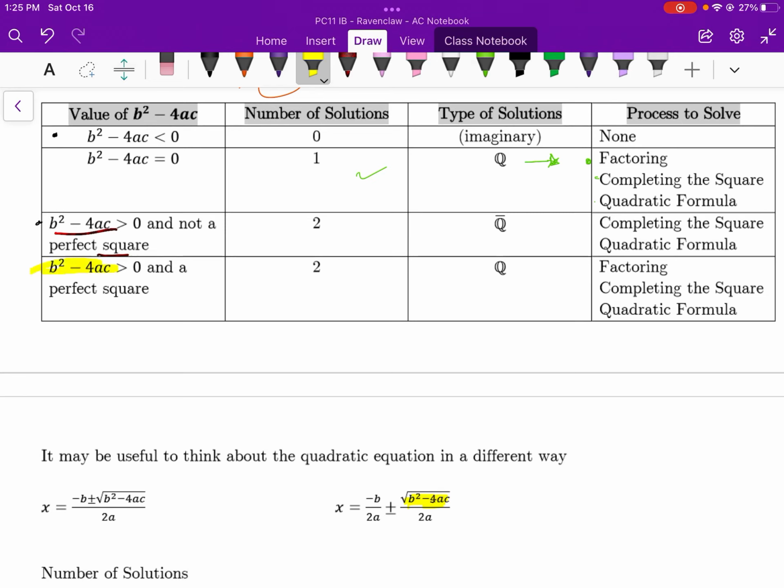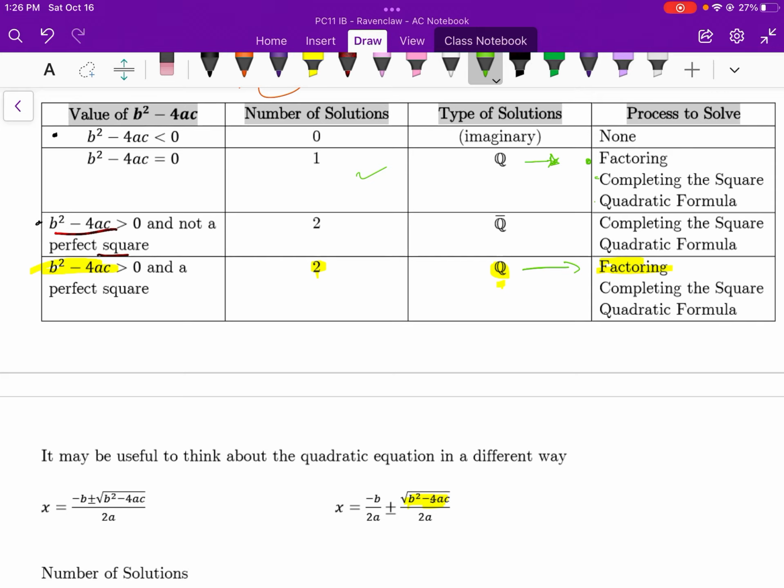Now, if your discriminant is greater than 0 and a perfect square, you have two solutions. You can factor it, and your solutions are rational. So again, if your solutions are rational, factoring's on the table for you.